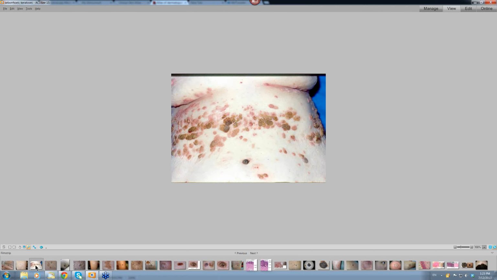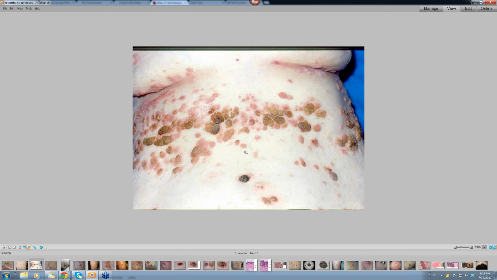But the vast majority of people acquire these lesions not because of sun exposure, but because of genetics. There's usually one or other parent who's got multiple seborrhoeic keratoses. Women often get them under the breast, where they're a particular nuisance. You can see how thick these lesions are here.